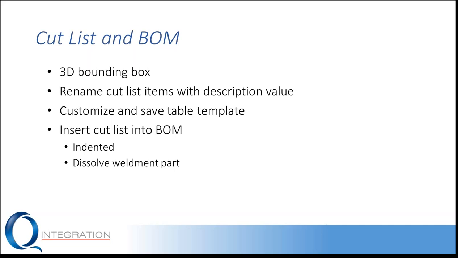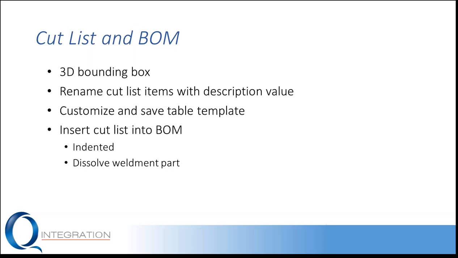One thing that I really like about the cut lists is they are just like the bill of material. It's like a bill of material for a weldment or multi-body part. We can customize these tables, add different columns, change the formatting for it, and then we can save those out as table templates to reuse again.